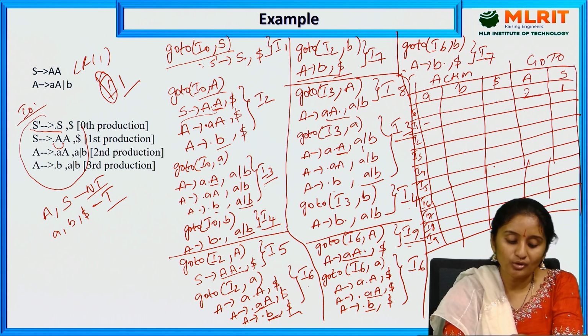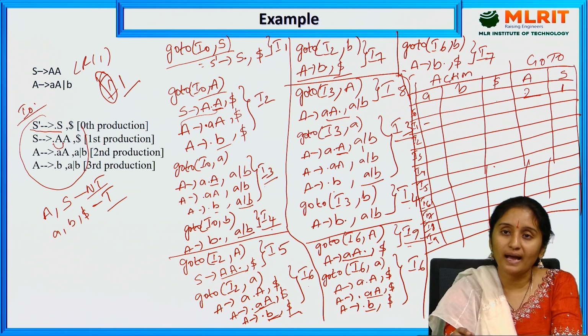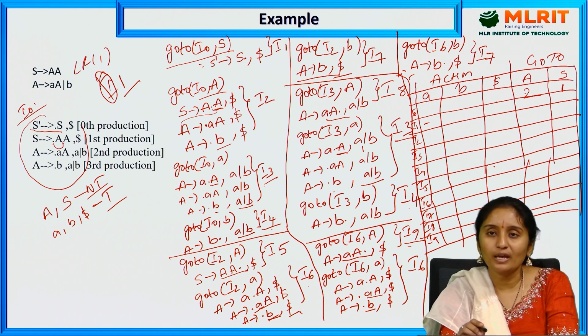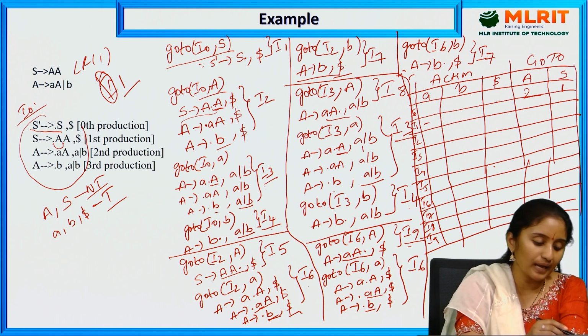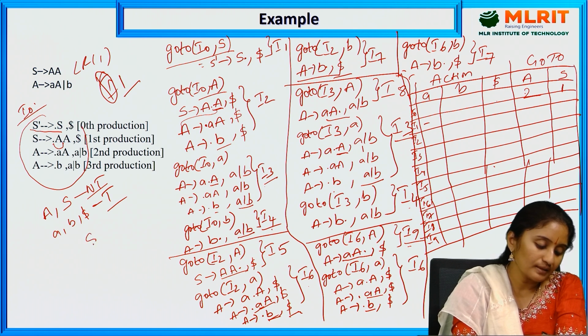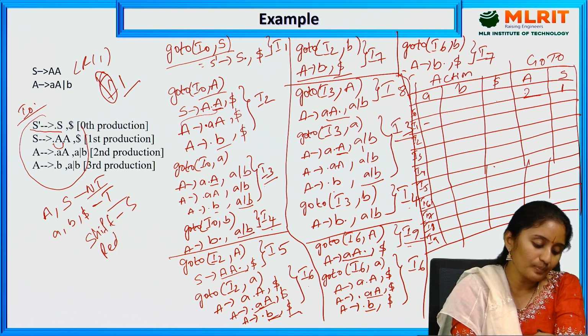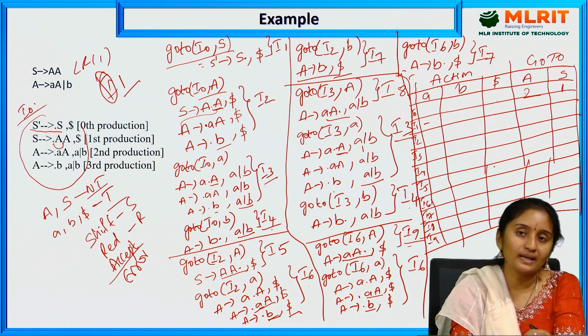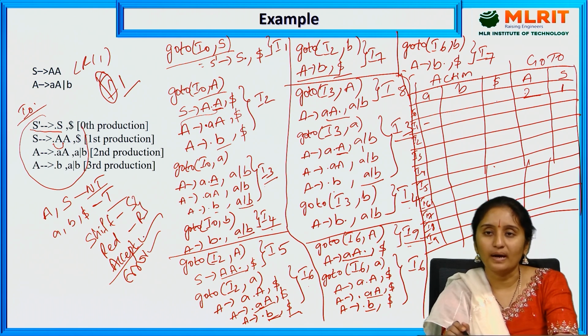Next, I0 on small a. Small a is nothing but action. There are 4 types of actions we have: shift, reduce, accept, and error. Shift is represented with S, reduce is represented with R, accept, and error. If the string or the grammar is accepted, we are going to write accept. If we find any errors, we are just going to write error. Here we are going to use shift, reduce, and accept in the action part.